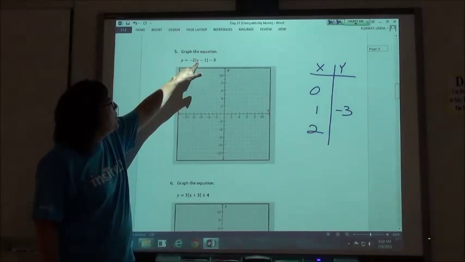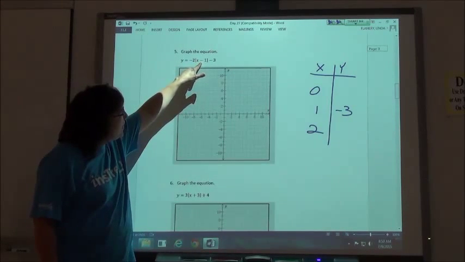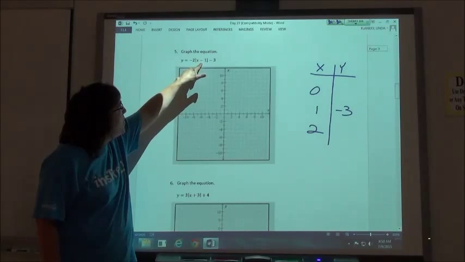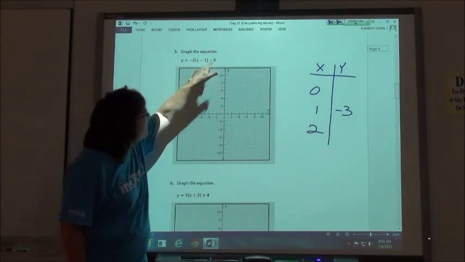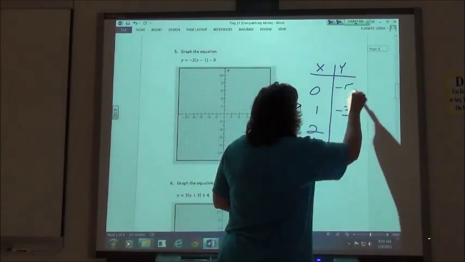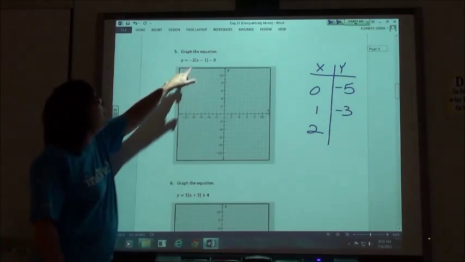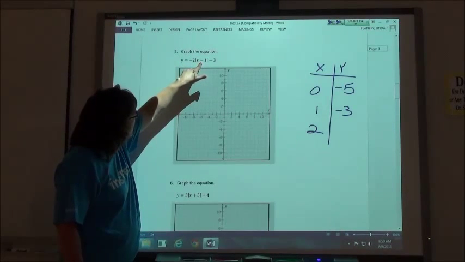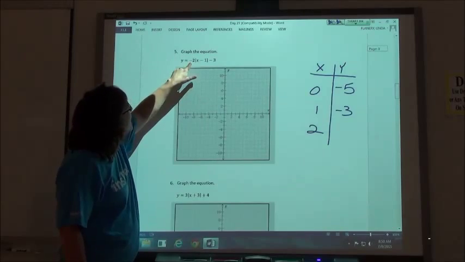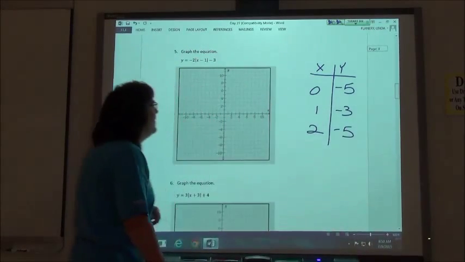If I put 0 in there, 0 minus 1 is negative 1. The absolute value of negative 1 becomes positive 1. 1 times negative 2 is negative 2. Negative 2 minus 3, negative 5. And if I put my 2 in there, 2 minus 1 is 1. The absolute value of 1 stays 1. 1 times negative 2 is negative 2, and negative 2 minus 3, negative 5.